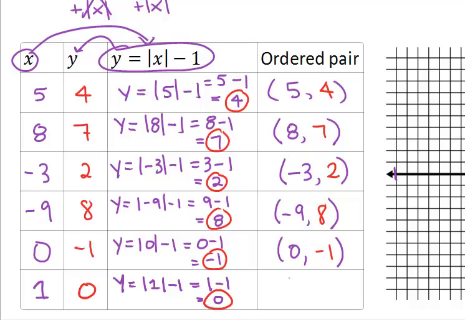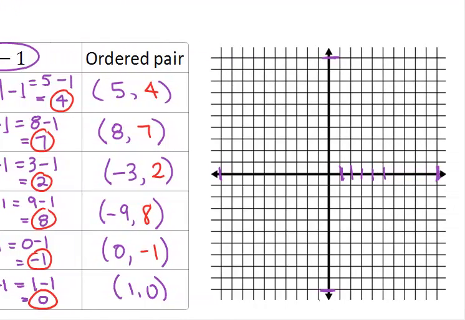So my ordered pair there is (1, 0). We're going to plot these points and see if we feel like this is enough points or not. If it's not enough points, then we will just keep on going and create as many more points as we need. My first point is (5, 4). Give me that point there.